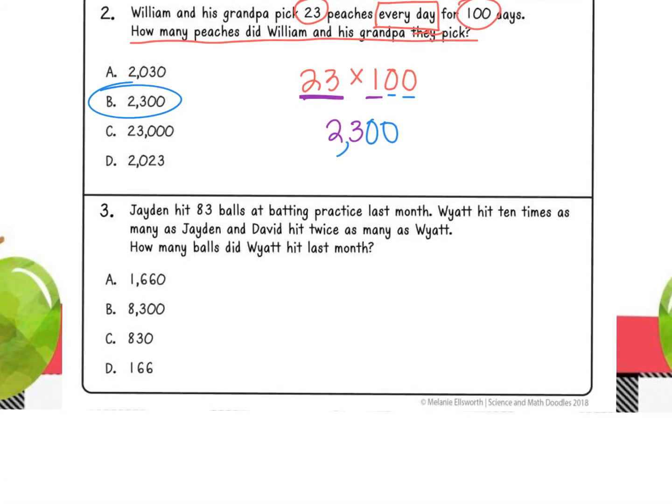Okay, last one. Jaden hit 83 balls at batting practice last month. Wyatt hit 10 times as many as Jaden, and David hit twice, I guess I should probably box that, as many as Wyatt. So how many did Wyatt hit last month? Okay, well we know that Jaden hit 83, right? So let's write that down. If I'm writing, you're writing. So I'm going to put J equals 83.